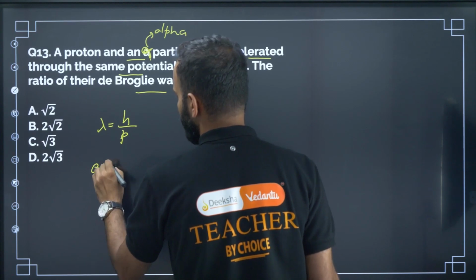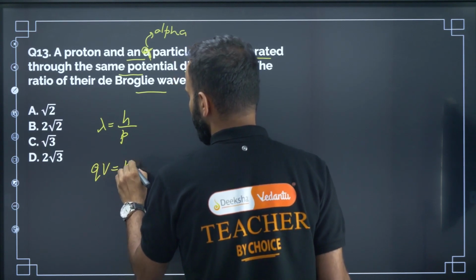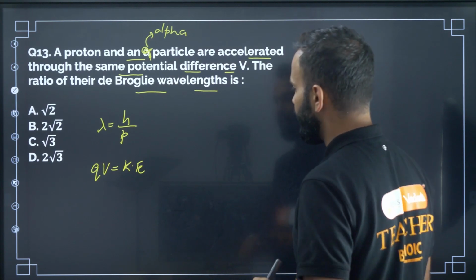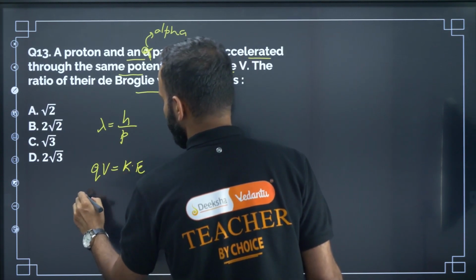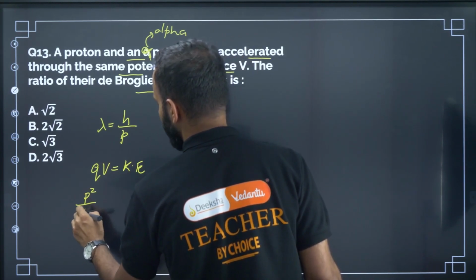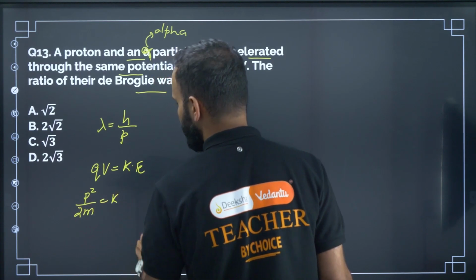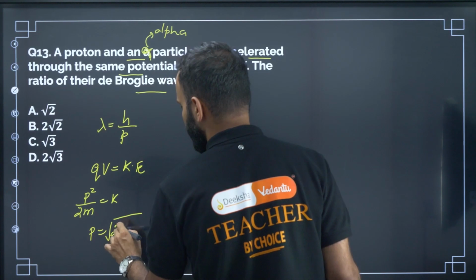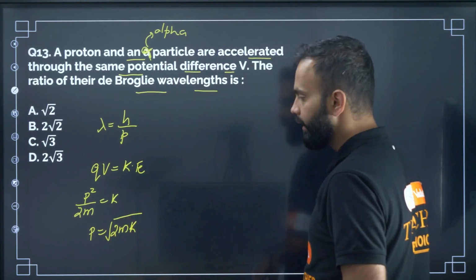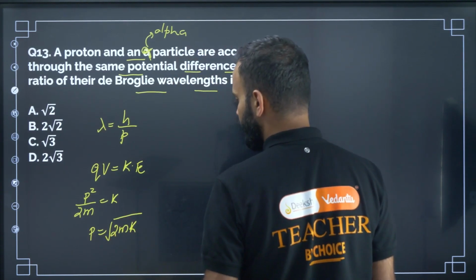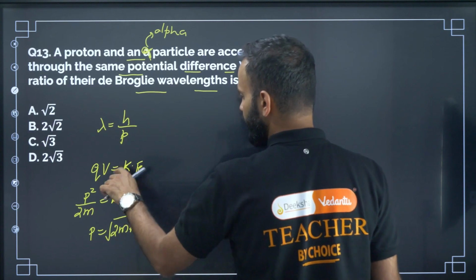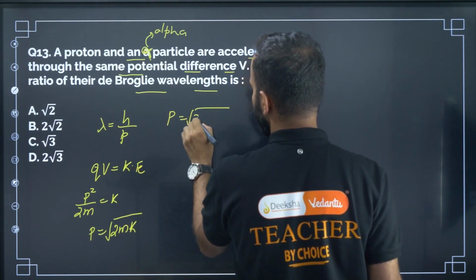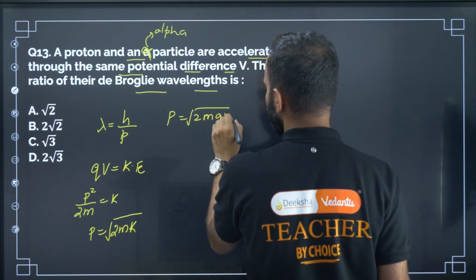So electrostatic potential energy QV equals the kinetic energy of the proton or alpha particle, right? So we know that p square divided by 2m is equal to kinetic energy k. Now p equals root of 2mk, right? p equals root of 2mk. So k is qV, so p equals root of 2m q into V.